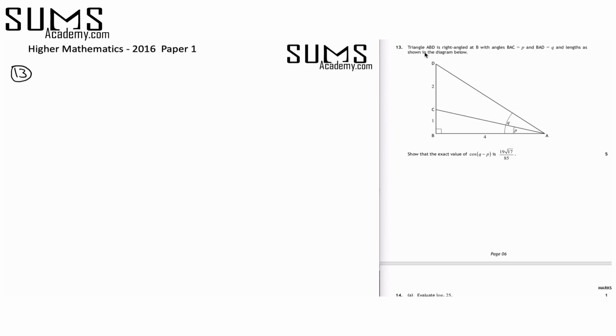So question 13. Triangle ABD is a right angle triangle at B with angles BAC equal to P and BAD equal to Q and lengths as shown in the diagram below. So we're asked to show that the exact value of cos Q minus P is equal to 19 root 7 all over 85. Okay, so might look spooky at first, but don't worry, it's going to be fine.